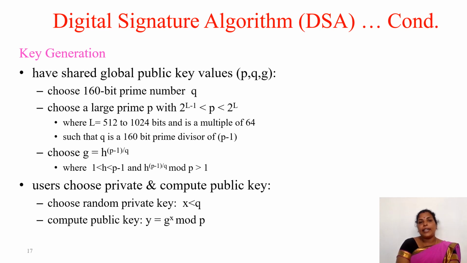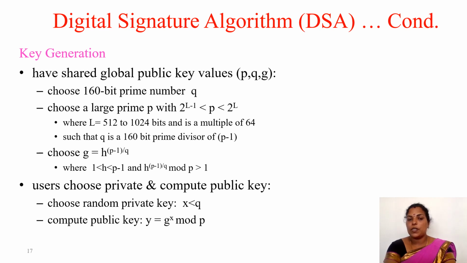So how are we generating the key using this digital signature algorithm? Here we have the shared global public key values, that is P, Q and G. The sender chooses a 160-bit prime number Q and also a large prime number P with 2^(L-1) < P < 2^L, where L equals 512 to 1024 bits and is a multiple of 64, such that Q is a 160-bit prime divisor of P minus 1.